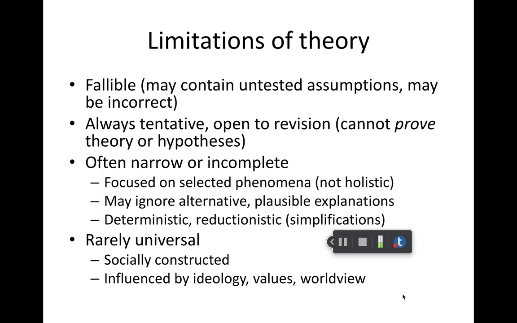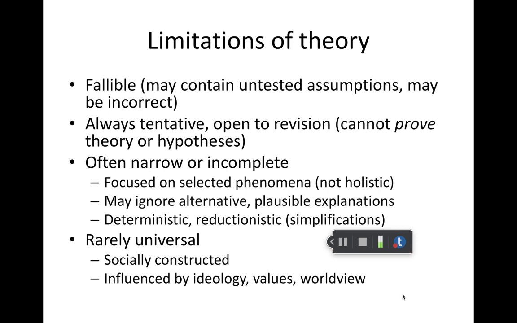Theories have certain limitations. They are fallible. They may contain untested assumptions, and they may be incorrect, like the flat earth theory was incorrect. The theory that the sun revolved around the earth, also incorrect. But theories are always tentative. They're open to revision, perhaps improvement. We cannot prove a theory or hypothesis.